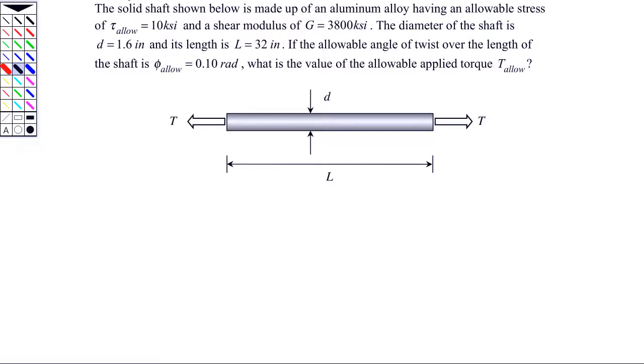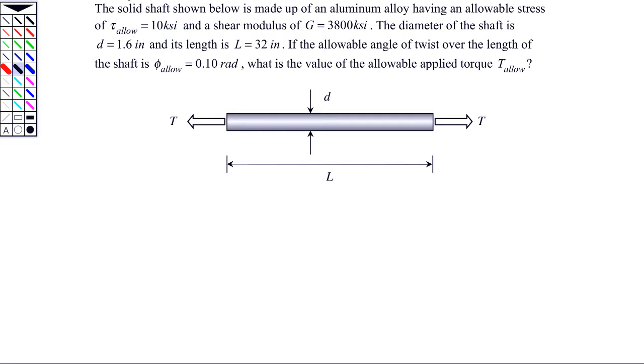In this example, we're looking at a straight, thin, circular shaft, which is loaded with this torque T. There's two constraints on how much torque that this shaft can carry. One is that the maximum shear stress cannot exceed the allowable of 10 ksi, and the angle of twist over the length cannot exceed the allowable value of phi there of 0.1 radians. With these two conditions, what is the value of the allowable applied torque T?